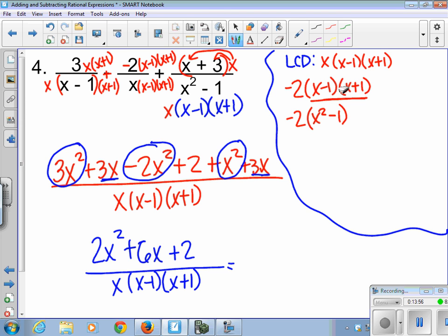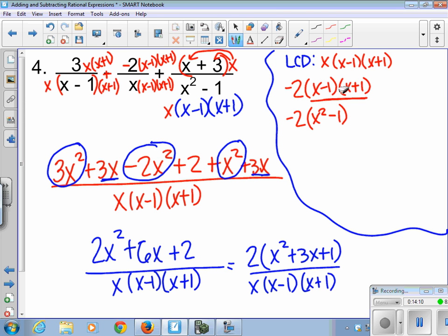And then the only thing that I could possibly do is factor a 2 out of the top. So I'm going to do that. And then if you look at that top quadratic, the x squared plus 3x plus 1, you'll see that this is not going to be able to factor anymore. And so this is going to be my final answer. And so that's all I can do there.